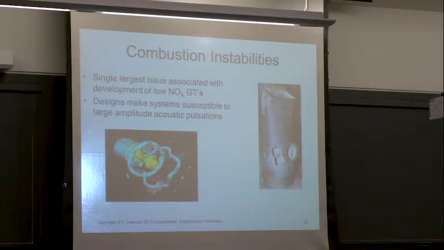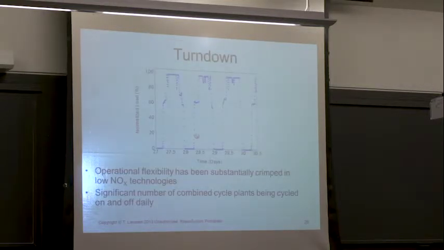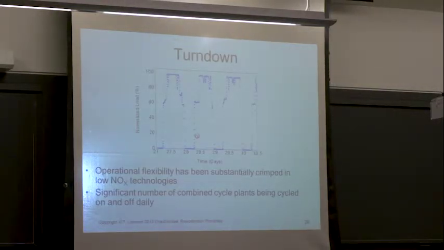So that chunk went through the turbine. That's a $10, $20 million chunk that went through the turbine, that little failure right there. So anyway, that's combustion instabilities. Another interesting one, I've alluded to this, is turndown.